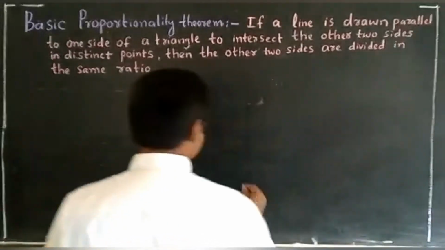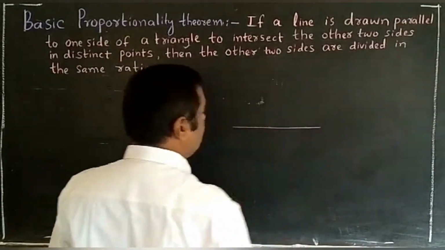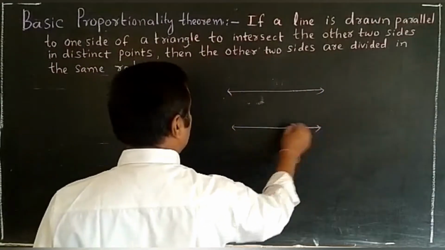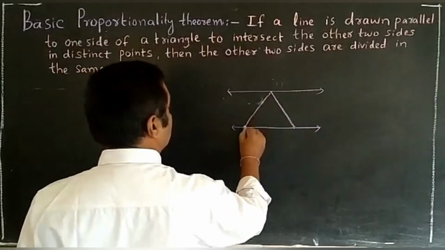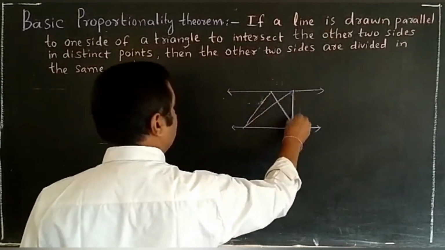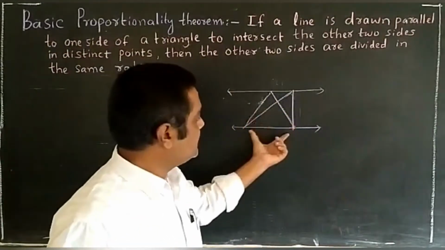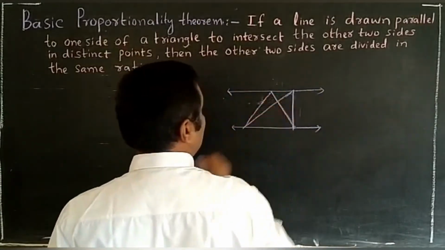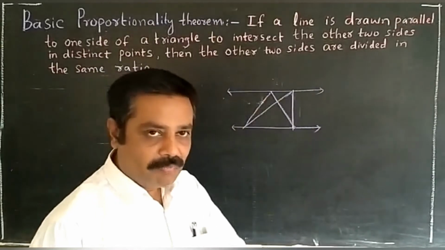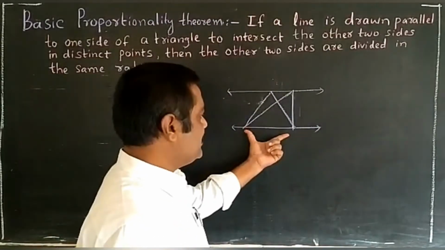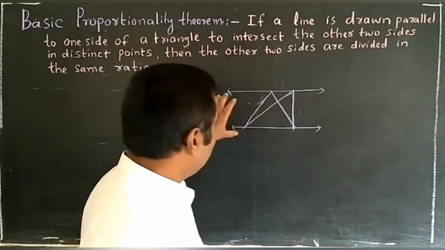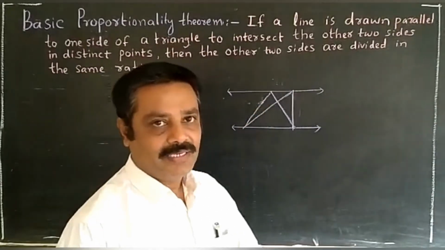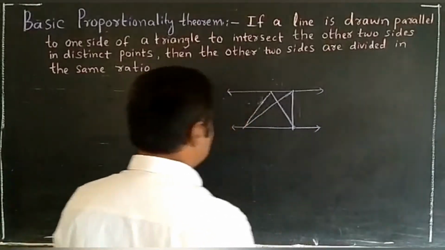First one is the same base between same parallels. If two triangles have the same base and are between the same parallel lines, then the areas of these two triangles are equal. You remember this point: same base, between the same parallels, then the areas of the two triangles are equal. And the second thing, children, you remember next.